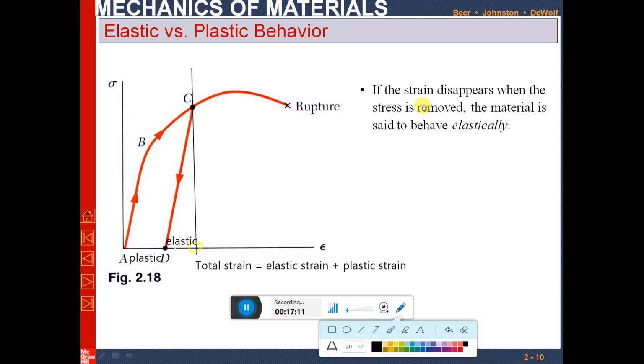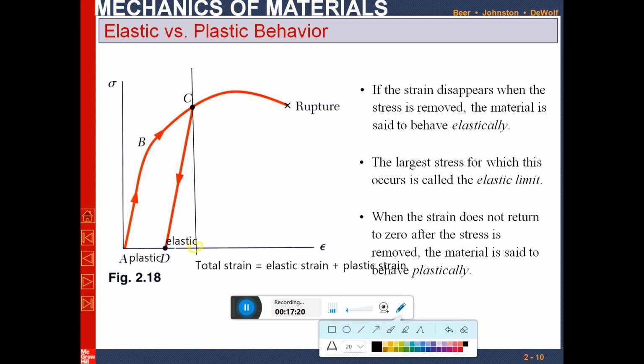Now the rest of the discussion is very simple. I can just move on to the bullet points. If the strain disappears when the stress is removed, the material is said to behave elastically. The largest stress for which this occurs is called the elastic limit. We have already discussed what the elastic limit is. Elastic limit is the sigma y, the yield strength value. There is no difference between the two.